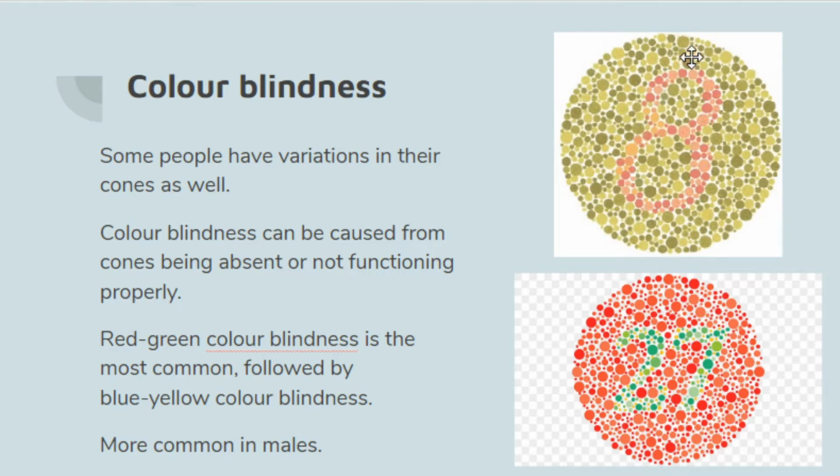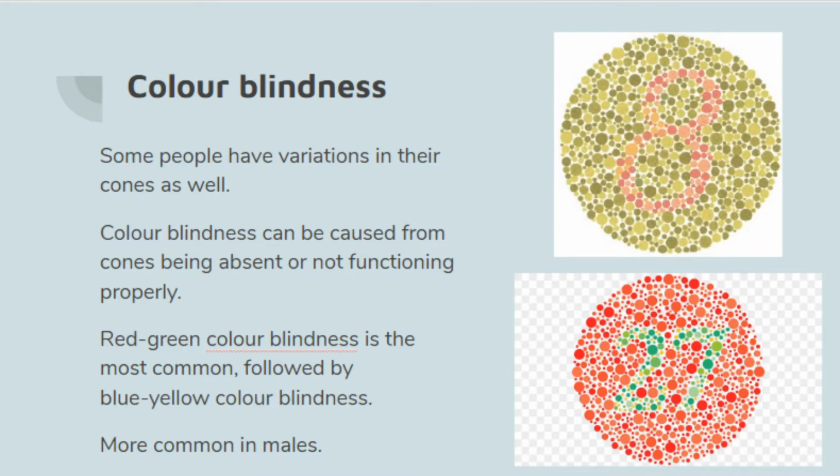Okay, color blindness. This is where some of you might discover something. So some people have variations in their cones as well. It's not just animals. Person to person, there's differences as well. Color blindness can be caused from cones being absent or not functioning properly. So sometimes cones might detect a different wavelength than they're supposed to, or some people might just not have a type of cone, so they can't see that shade of color.